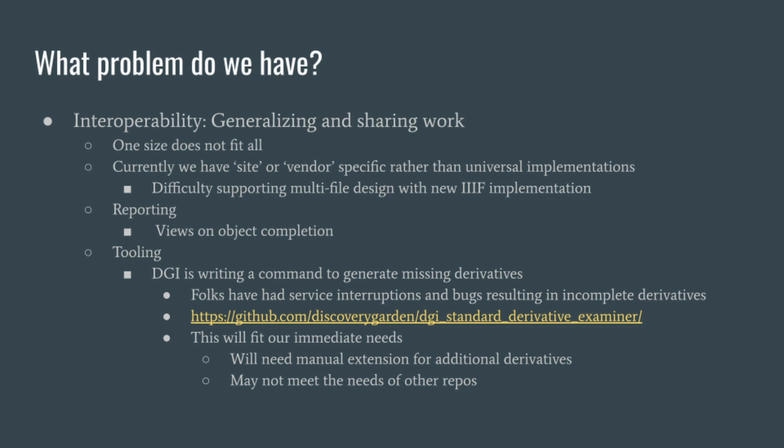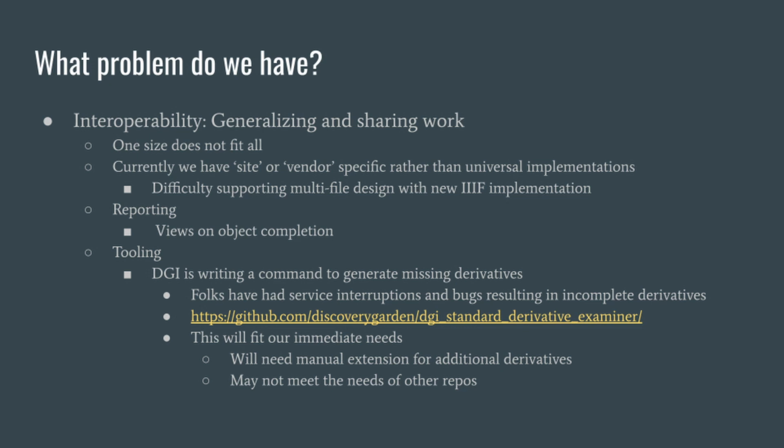When it comes to data modeling, we found that one size does not fit all. Various sites and vendors have been creating rather specific implementations of things rather than universal ones. And there are differences that are very legitimate, different use cases from time to time. But there's no canonical way to figure out what those are. So, for instance, CGI is also working on a IIIF implementation at the moment, and we're having difficulty supporting both the multi-file design and the more standard broken out media and files.